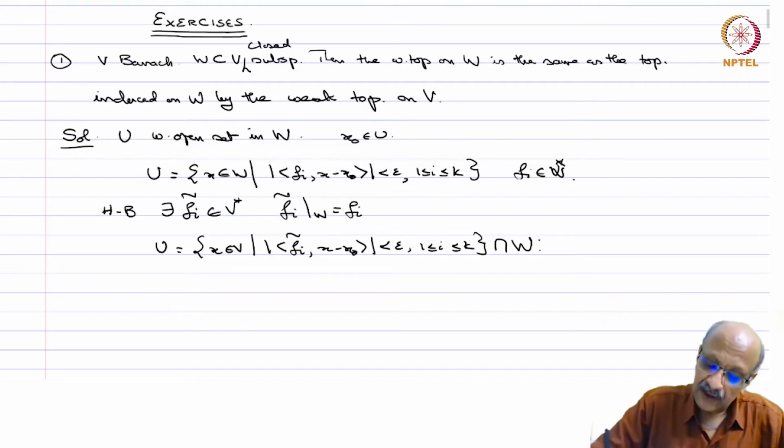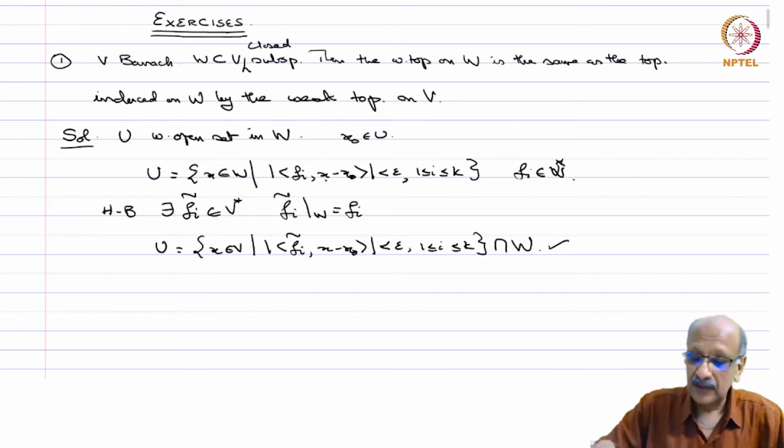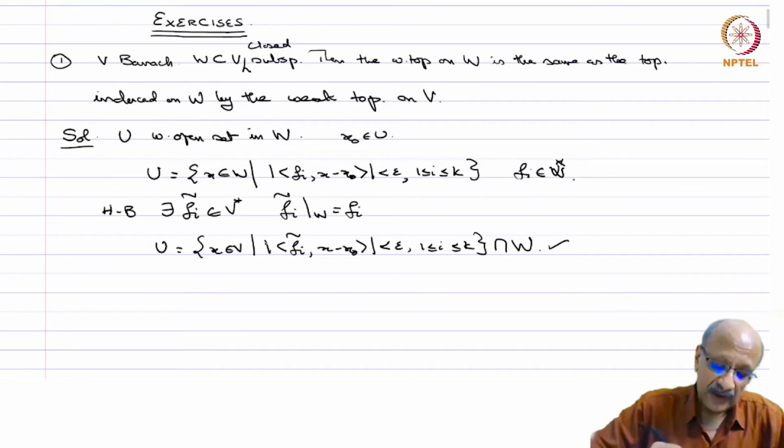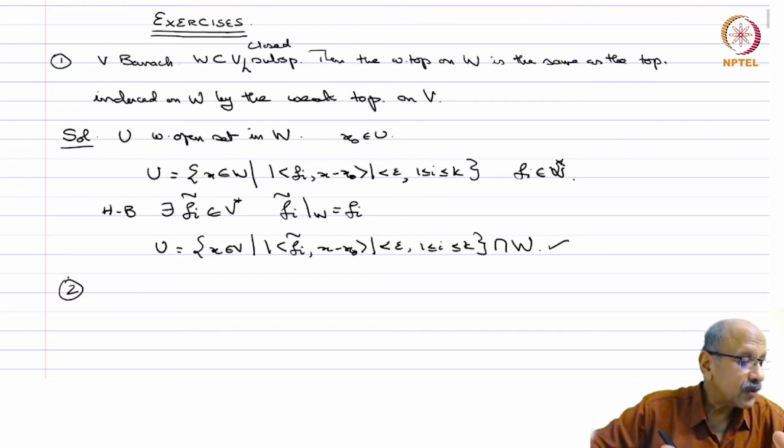Conversely, if you have a weakly open set in the induced topology, if you take any open set like this, then any Fi tilde restricted to W is a continuous linear functional on W, and therefore it will work out to be like this. Therefore, the weakly open sets in W are precisely the weakly open sets in V intersected with W, and therefore it is the same as the induced topology.